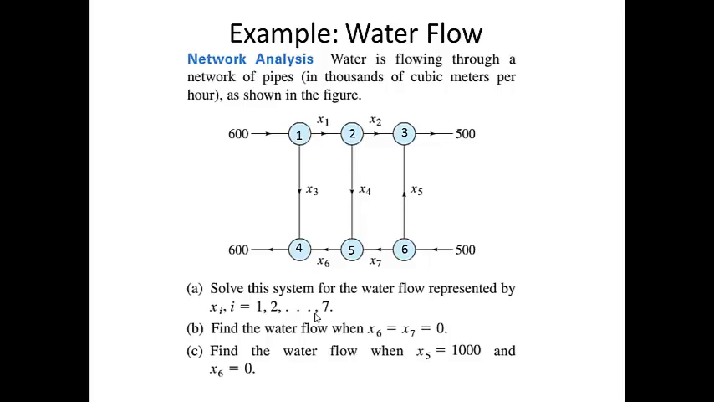Now, when you solve the system, I want you to go back and find the water flow. In other words, solve the entire system when x6 equals x7 equals 0. Again, go back to the system and do the same thing when x5 equals 1000 and x6 equals 0. Let's see what you come up with. Thank you.